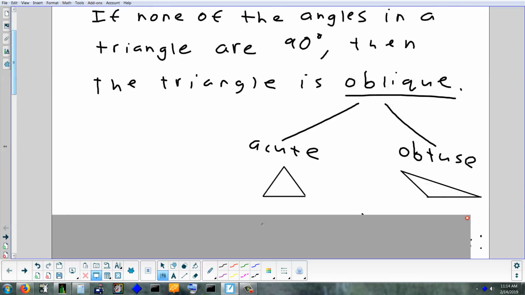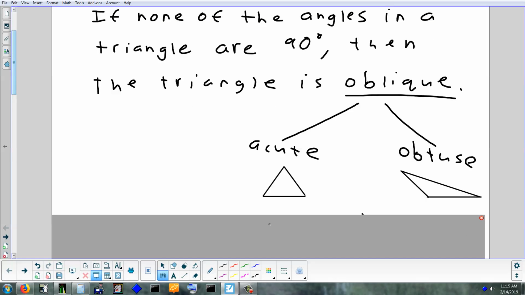An acute triangle is where all the angles are smaller than 90. So one example would be an equilateral. Every angle smaller than 90. And then obtuse is where you have one angle that's bigger than 90. Could you have two angles that are bigger than 90? No, because all the angles have to add up to what? 180. So if you had two that were bigger than 90, it's not going to happen.